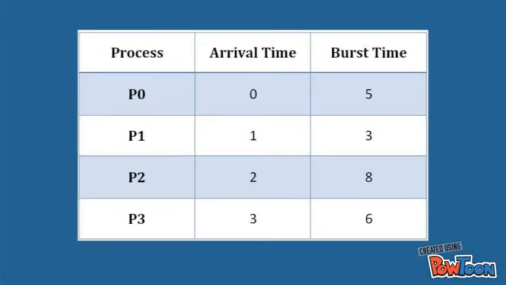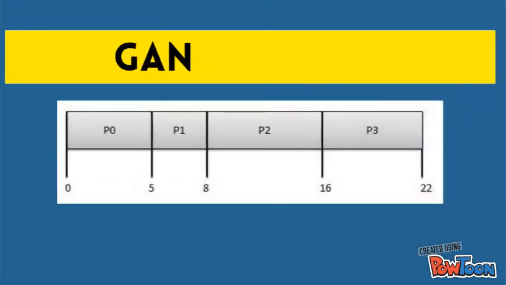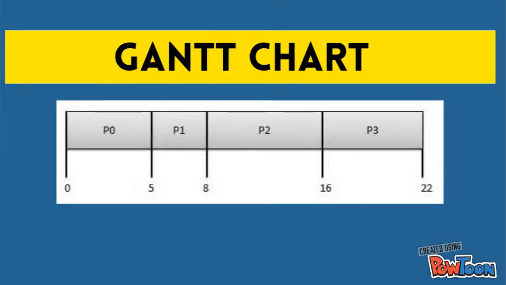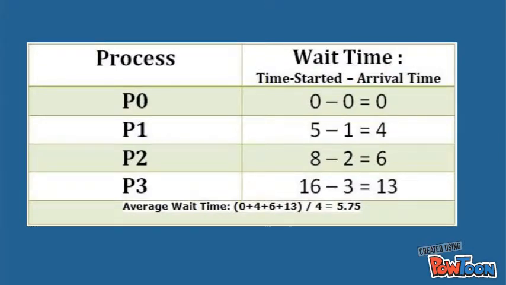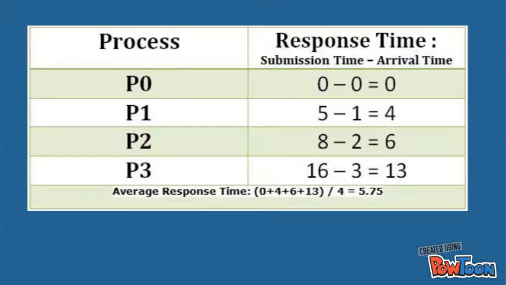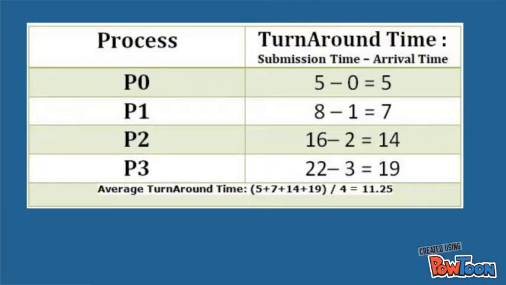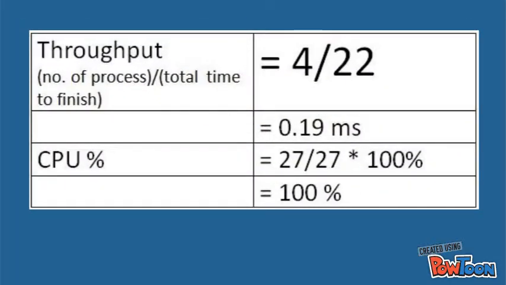Here is a table for the FCFS example. The Gantt chart. Getting the waiting time. Getting the response time. Getting the turnaround time. Getting the throughput.